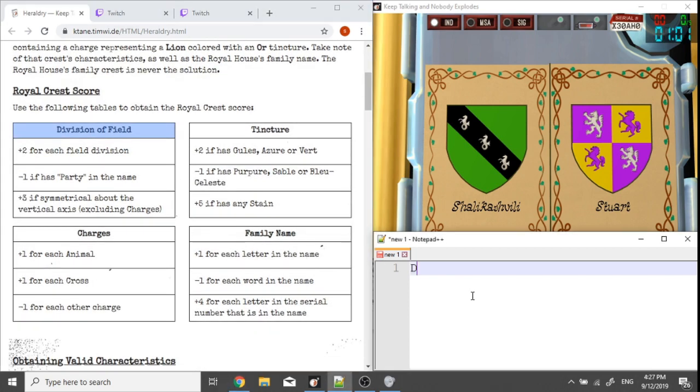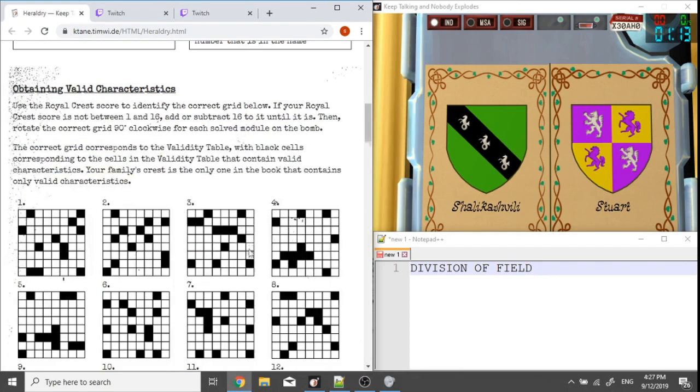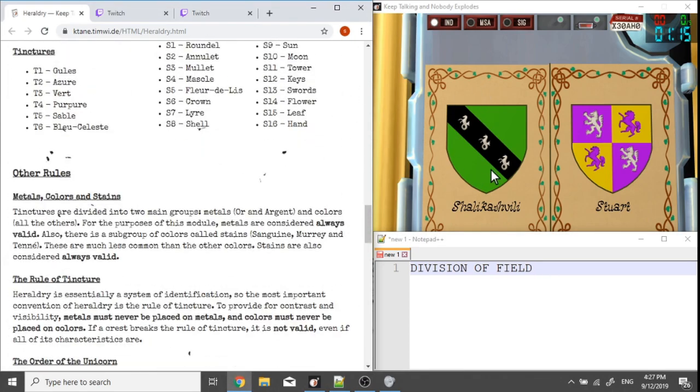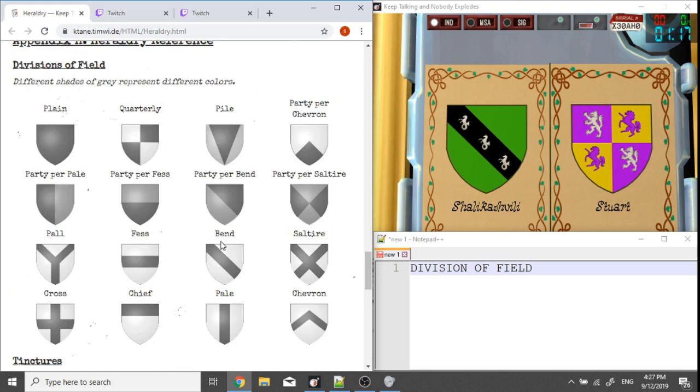Division of field. So this is essentially the sort of shape that the division, excluding these objects on the crest, make. So for example, this crest here would be a bend division, and this crest here would be a quarterly division.